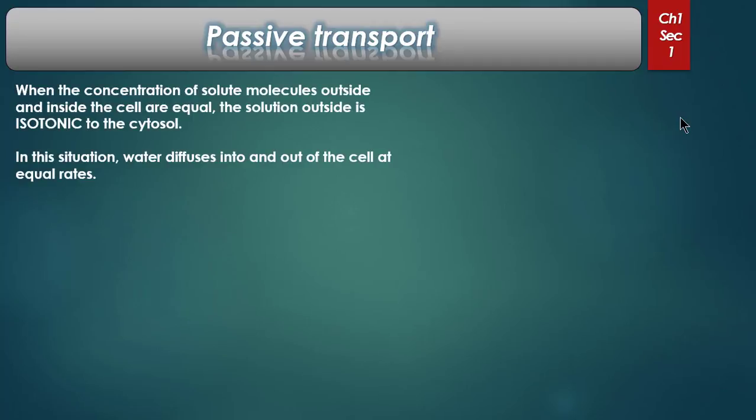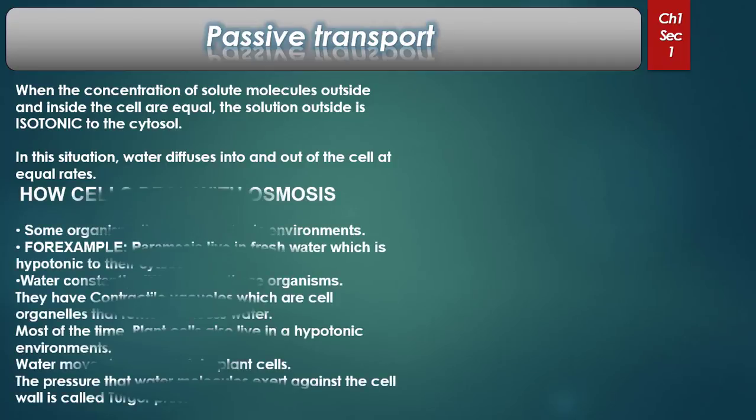What is isotonic? When the concentration of solid molecules outside and inside the cell are equal, the situation outside is isotonic to the cytosol. In this situation, water diffuses into the cell. So simply, isotonic means they are the same. Solid molecules in the cell and out of the cell are the same. It's simple. Okay, I'm gonna pass this one here.